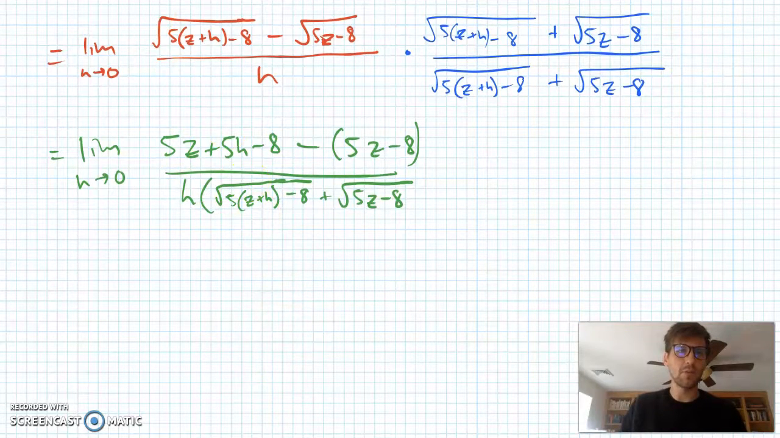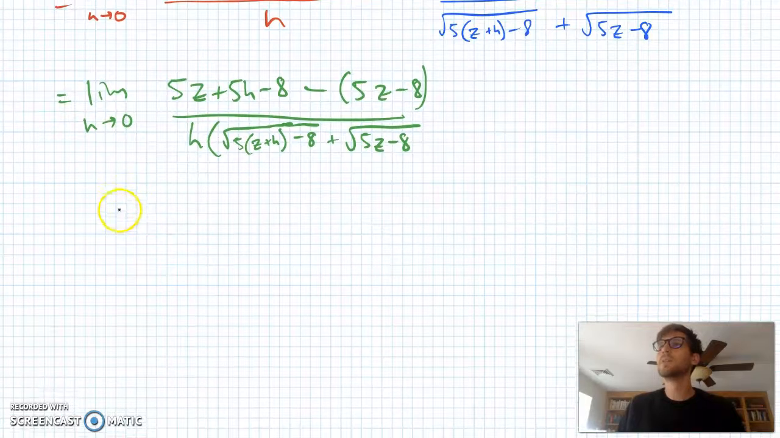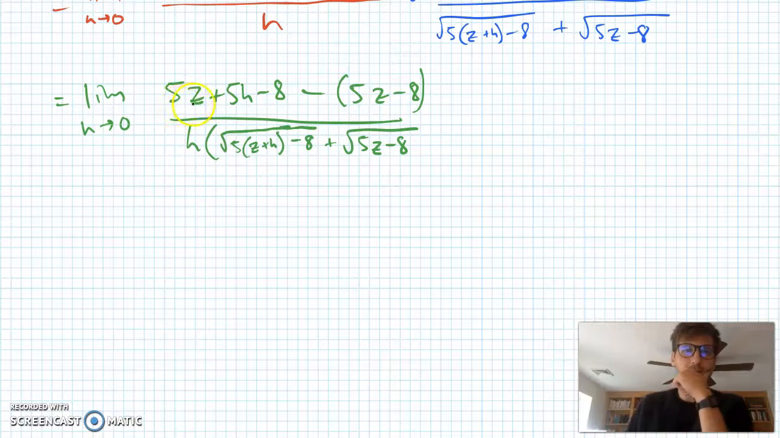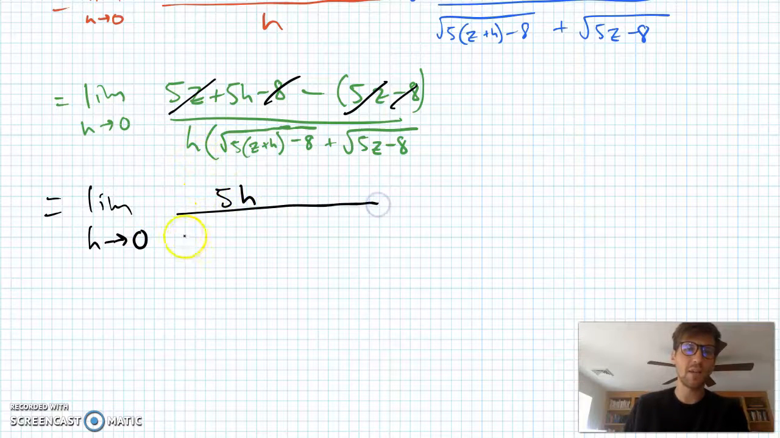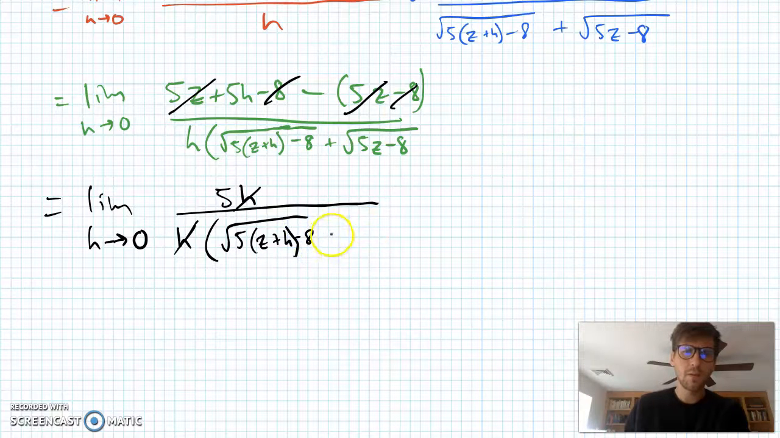So let me see, I'm going to go to black pen here. Well, this is actually going to be quite nice. The z's cancel, 5z minus 5z. Negative 8 minus negative 8 becomes plus 8, so we're starting to see that's been happening a lot. So now all I have is, oh my gosh, I can already see it. I just got a 5h, and then that could cancel with my h in the denominator. Bam, and I still have, sorry, I was too excited to cancel, that's why I canceled it before I did the rest, the square root of 5z plus h minus 8, plus the square root of 5z minus 8.